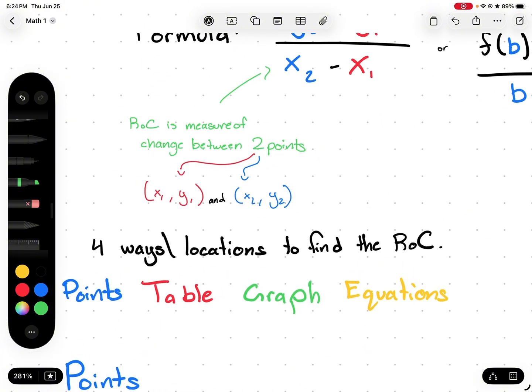There's 4 ways to find the rate of change. You have when you're directly given the points. You have when you're given a table, when you're given a graph, and the hardest one is when you have an equation.